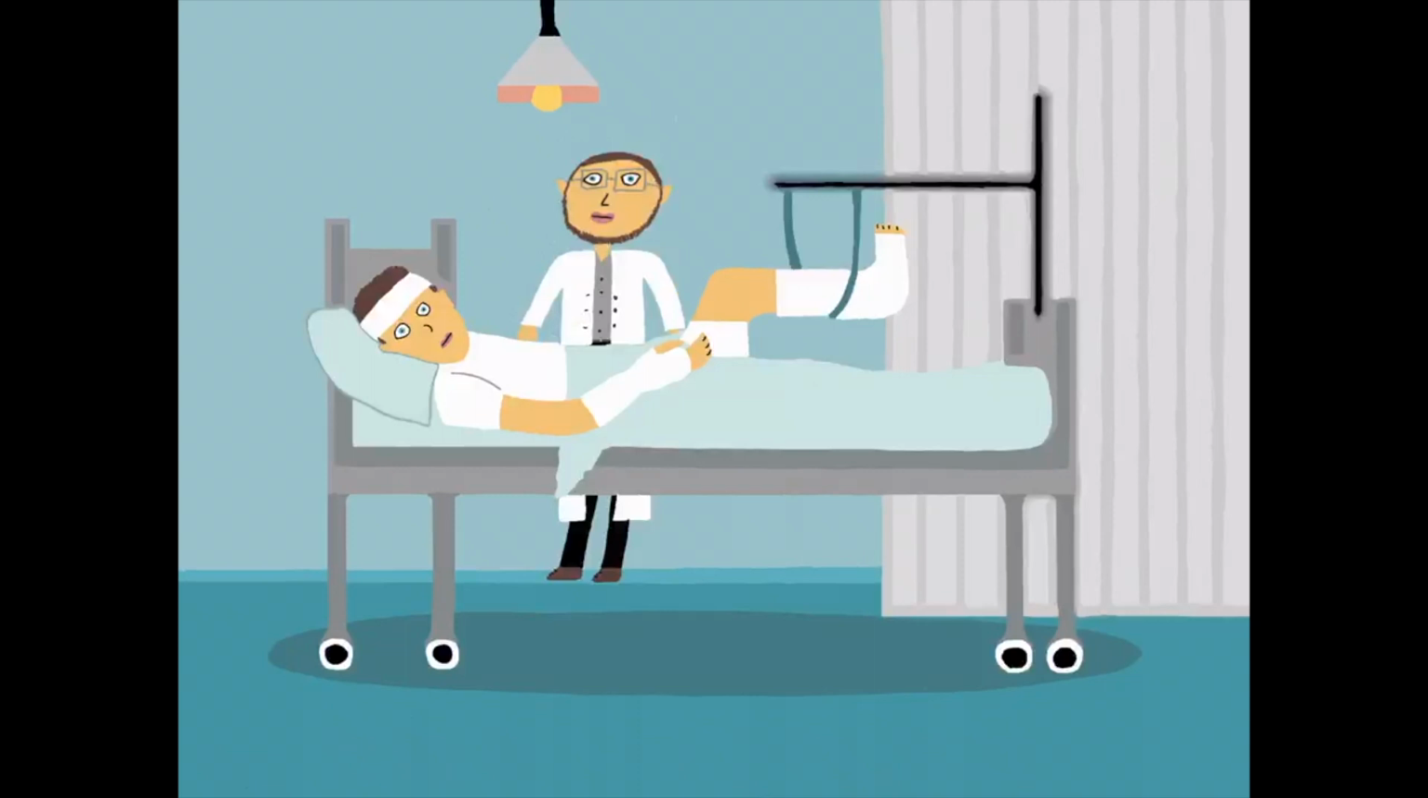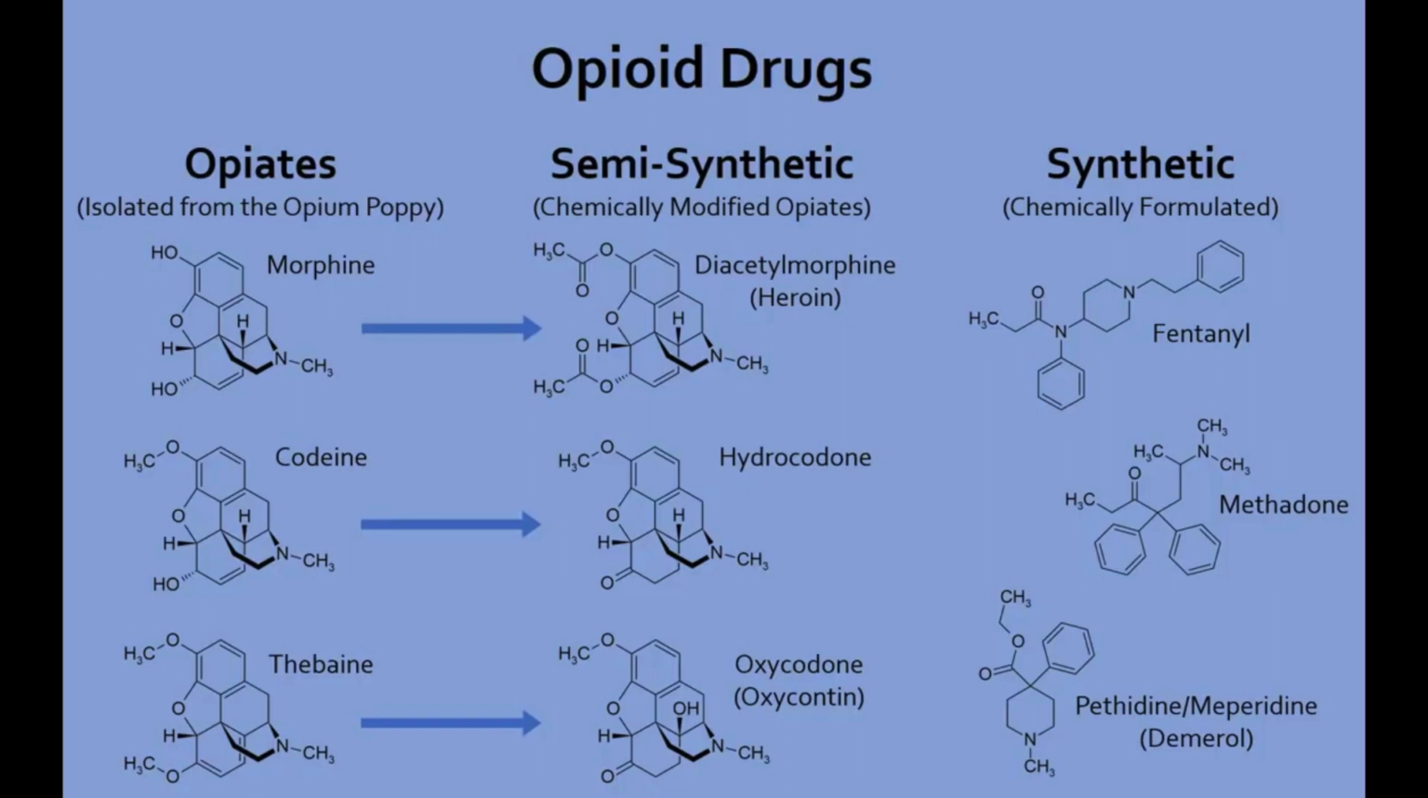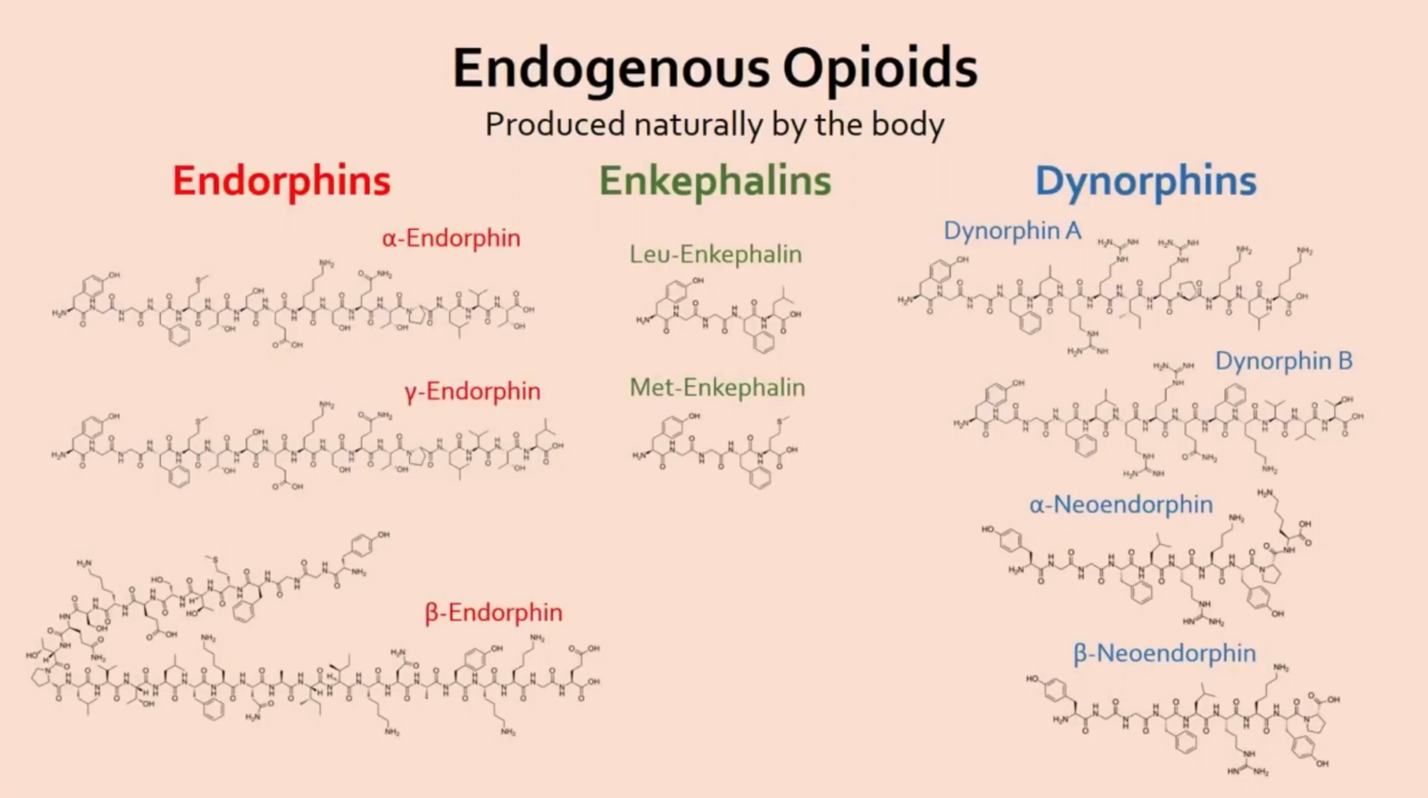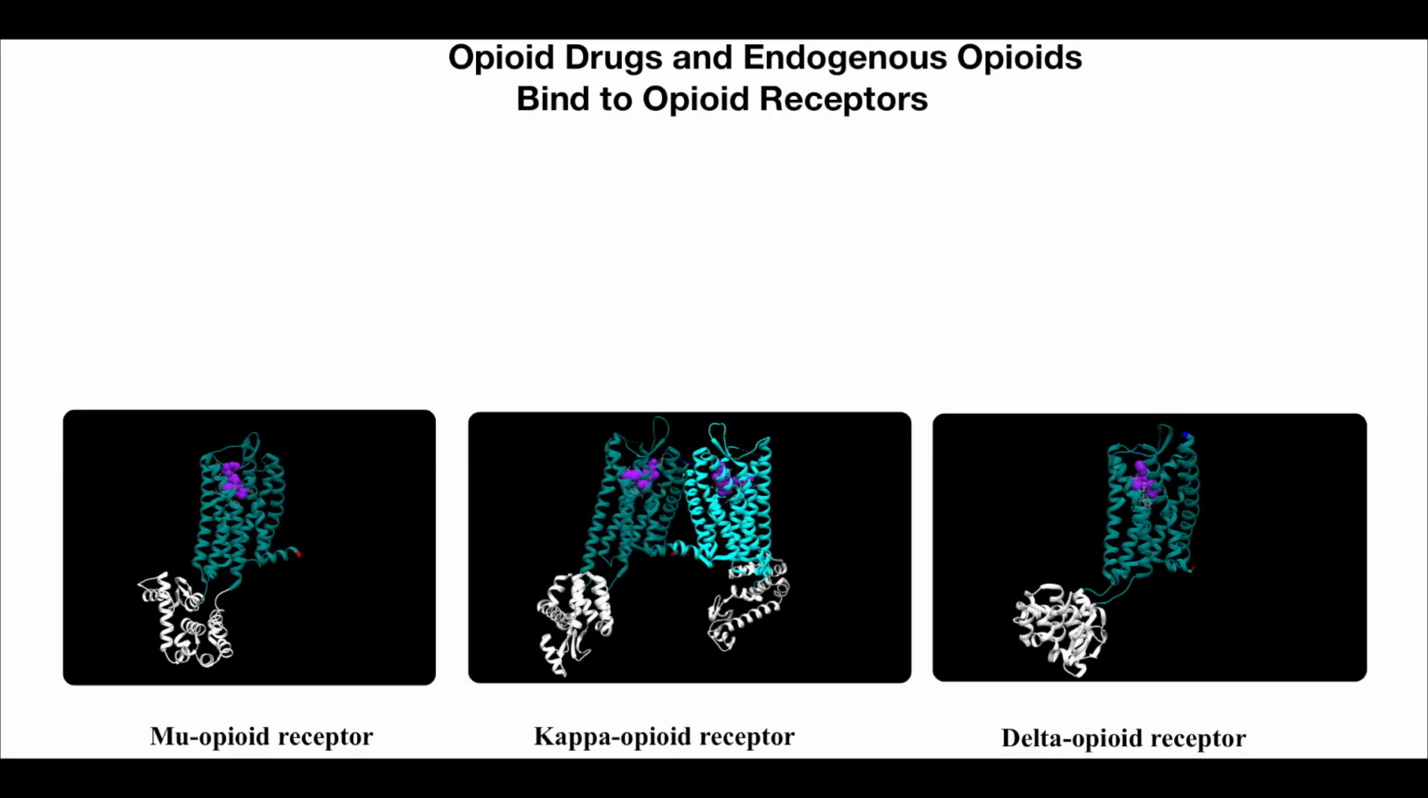Well, to answer this question, opioid drugs include a range of drugs that have been classified as opiates, semi-synthetic, and synthetic drugs. All these drugs mimic the effect of small pain-killing peptides our body produces. These are called endogenous opioids and can be classified as endorphins, amphetamines, and endorphins. All these molecules bind and activate opioid receptors, which are scattered throughout the nervous system. We'll be focusing on mu receptors.